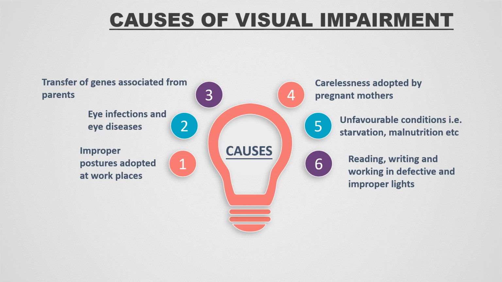child. Fourth one is carelessness adopted by the pregnant mothers. Fifth one, unfavorable conditions, that is starvation and malnutrition. Last, reading, writing, and working in defective and improper lights.